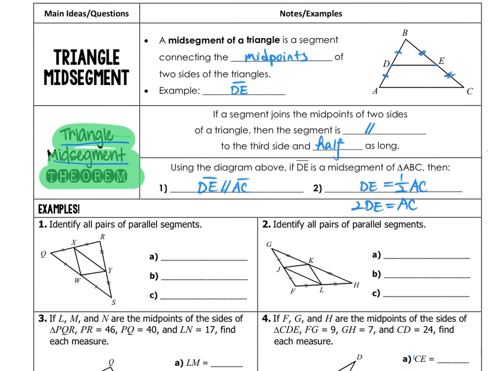Question number 1: identify all pairs of parallel segments. So it is clear that X is a midpoint, W is a midpoint, and Y is a midpoint. So XW, YW, and XY are all midsegments. So they are parallel to one of the sides. XY is parallel to QS. And what's the third one? WY is parallel to QR. Okay, so that's it.